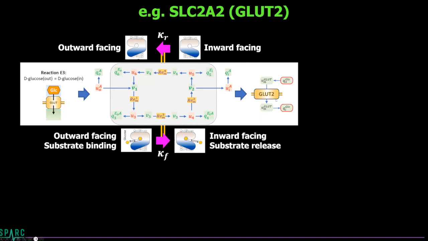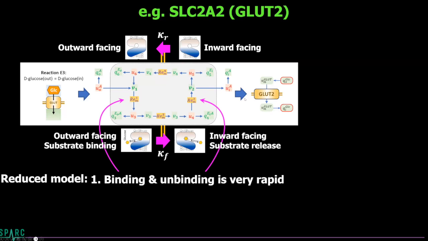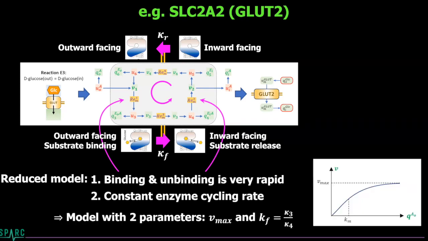And out of all of that, we can also get a reduced model where we're interested primarily in the steady state flux through here. And it turns out that binding and unbinding is very rapid, so we can make that assumption. We can assume a constant enzyme cycling rate, and then we get down to a model, in this case with only 2 parameters, that we can use in much larger scale models.